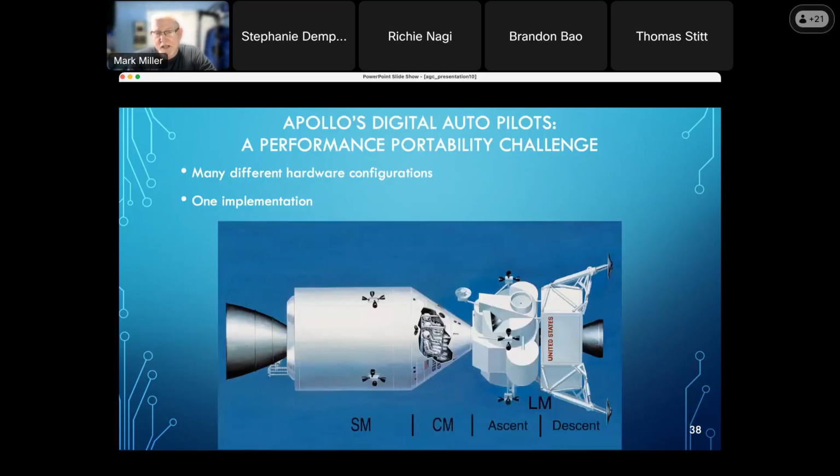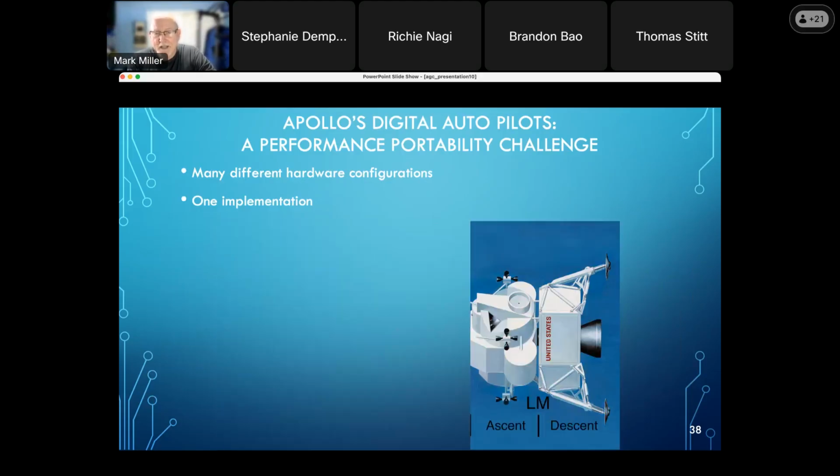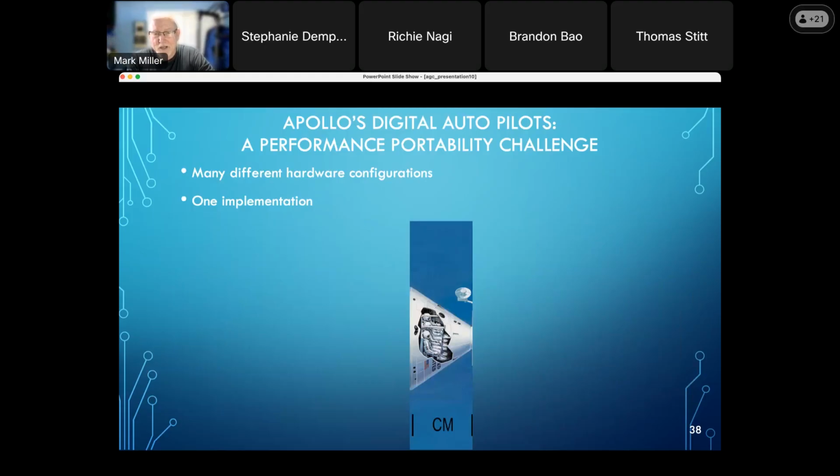So this is a common configuration that the spacecraft are in. This is a different one, yet another one, yet another configuration. And that particular configuration is when they're doing reentry, which has ballistic properties to it and lift properties as well, which the other configurations don't have.